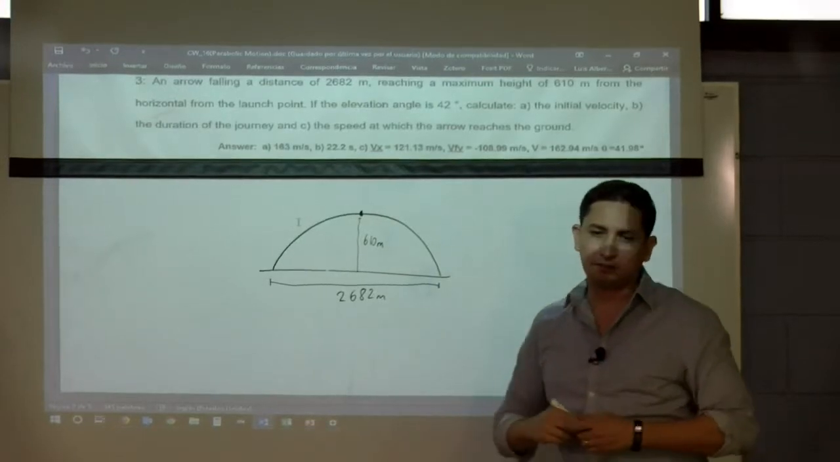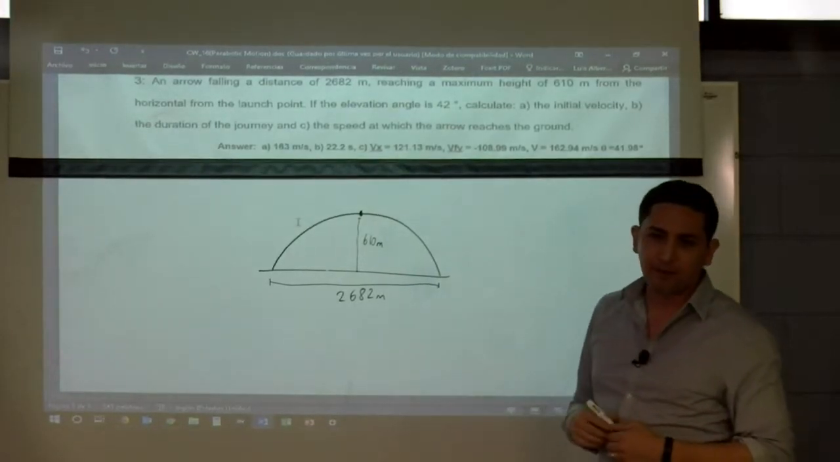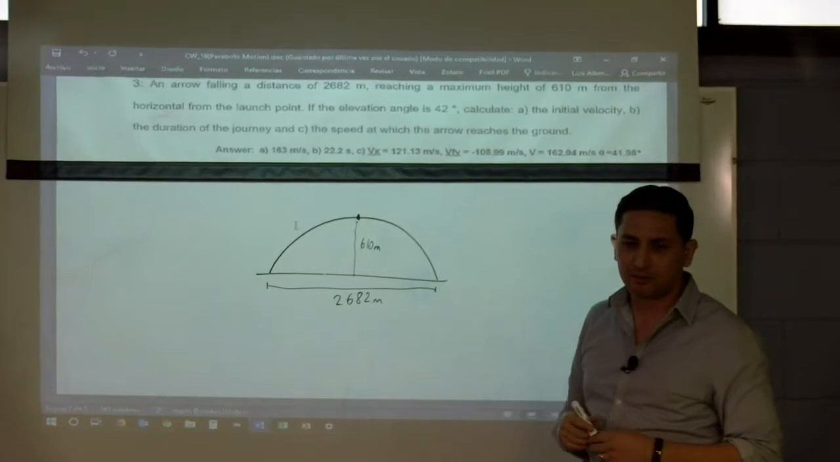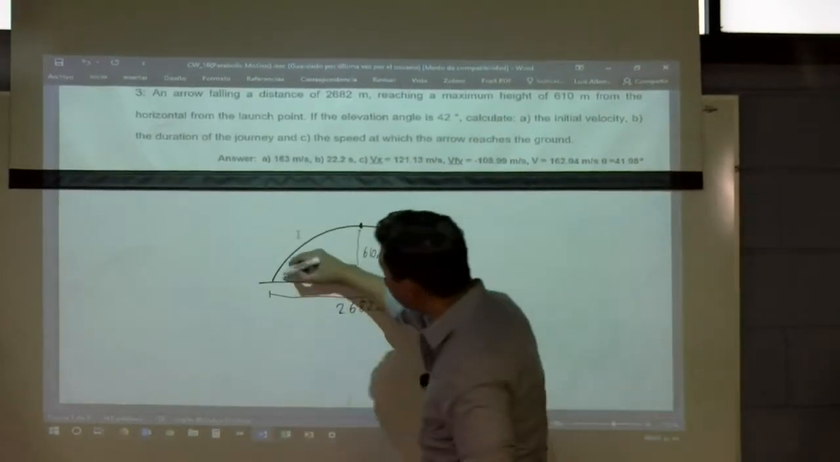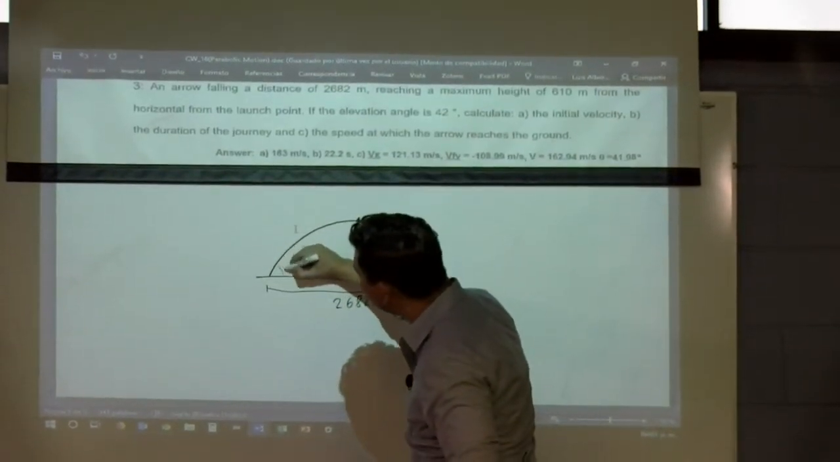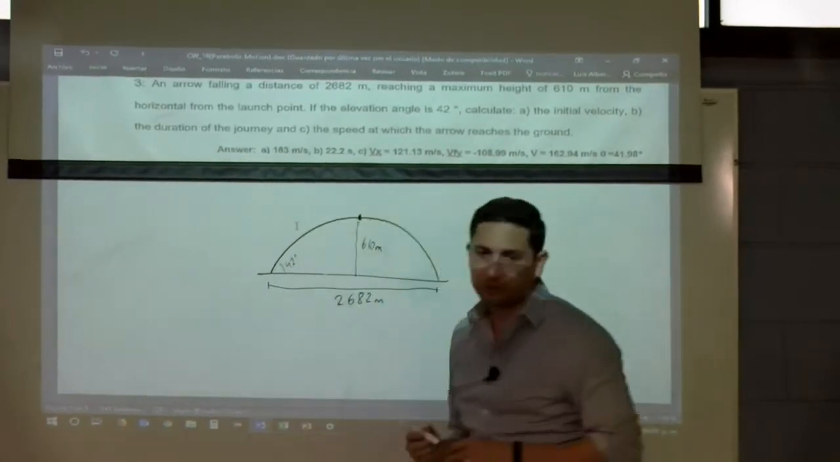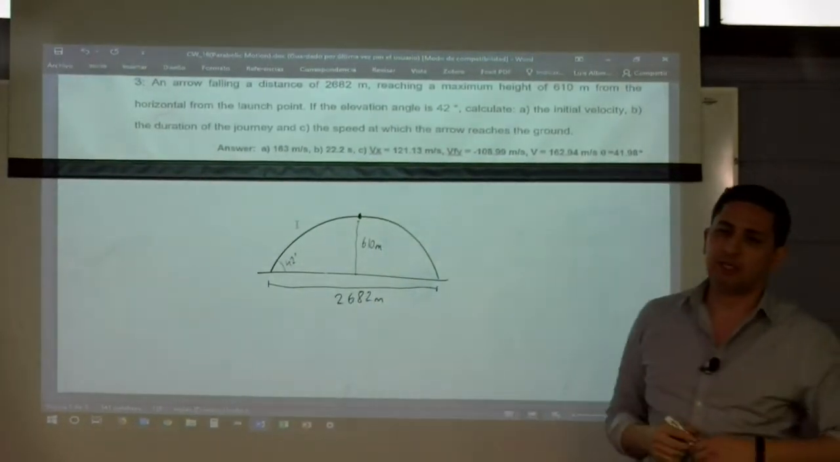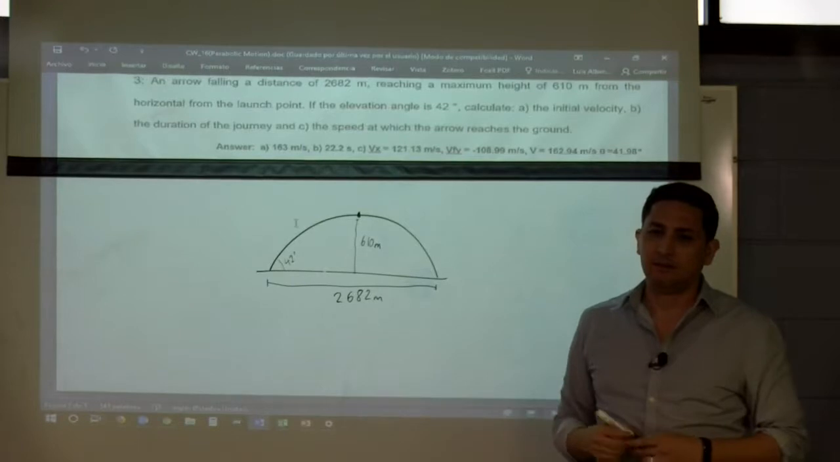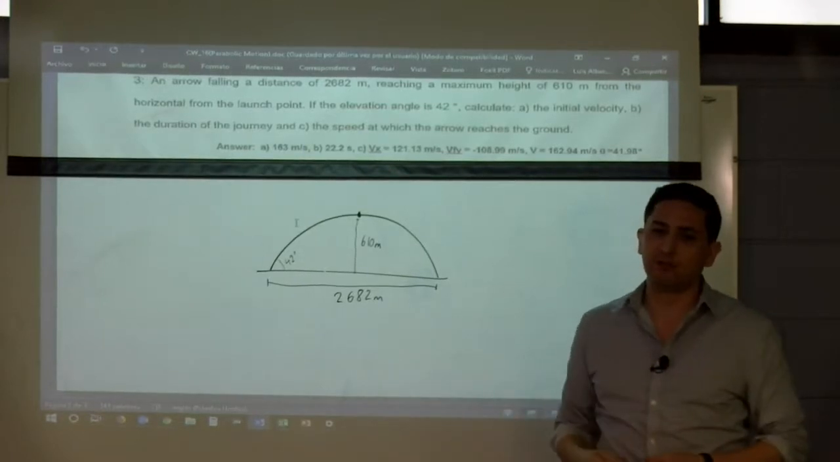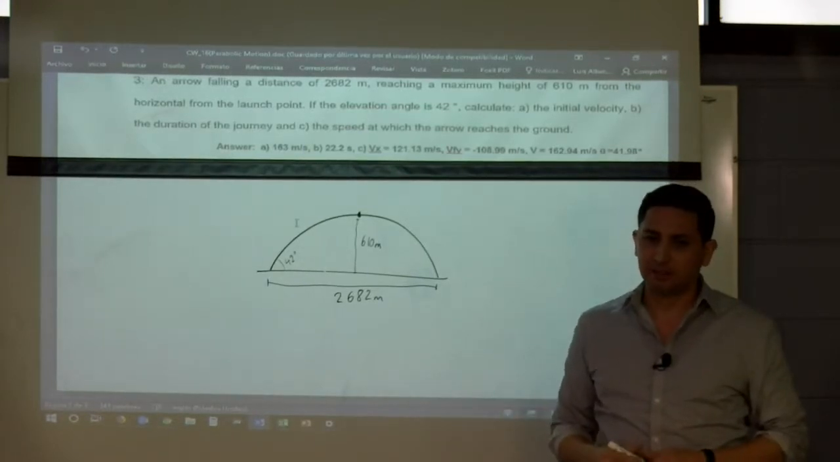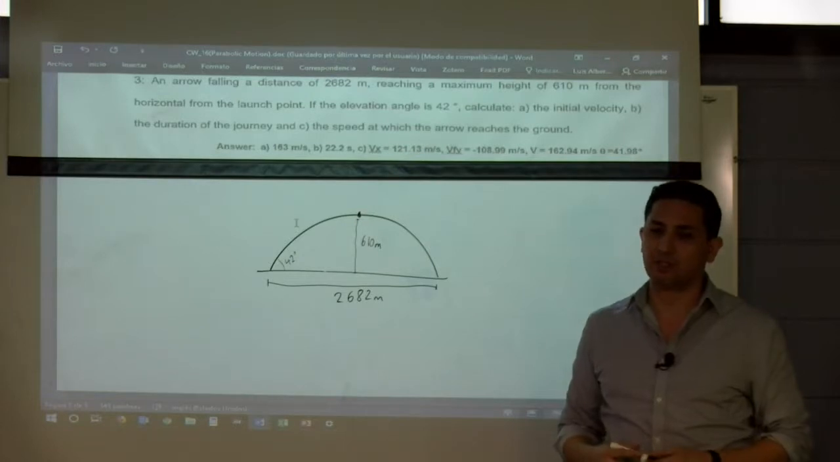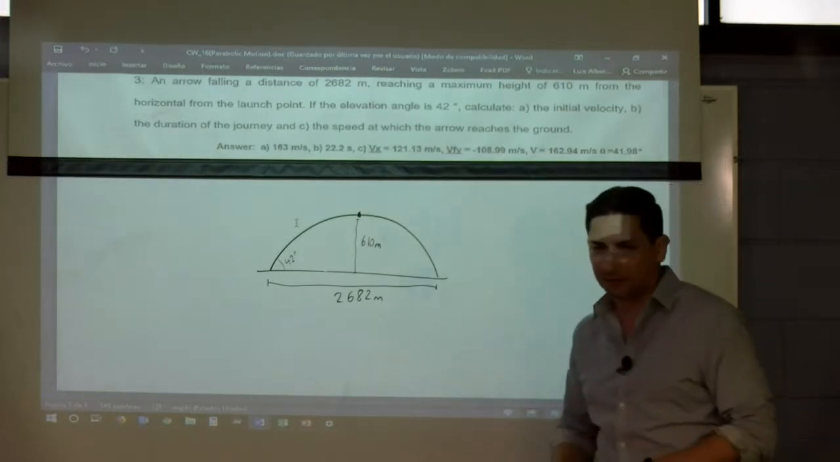Okay, then it says if the elevation angle is 42, this angle 42 degrees. Calculate 1, the initial velocity, 2, the duration of the journey, and 3, the speed at which the arrow reaches the ground. Okay? So let's solve it.